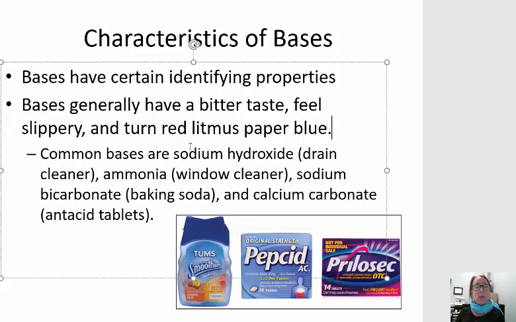And like acids, bases will change the color of certain dyes. So red litmus paper will turn blue when it's in contact with a base.